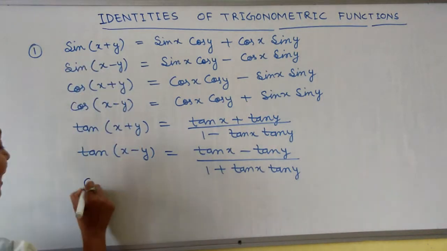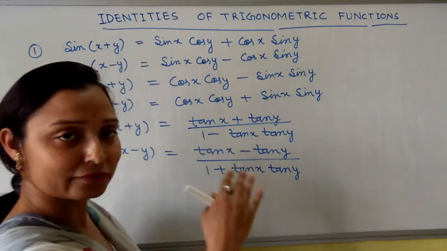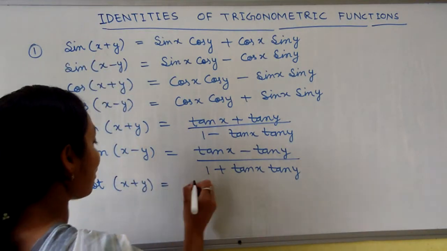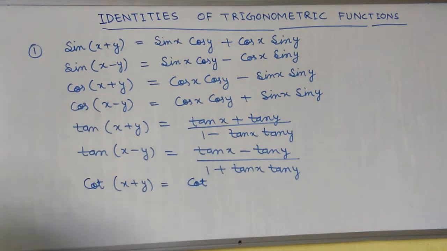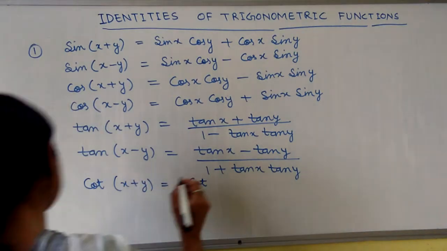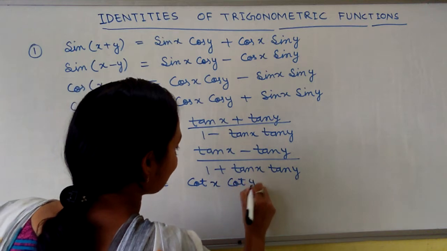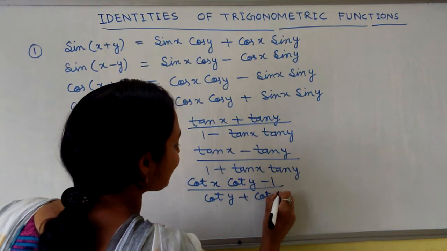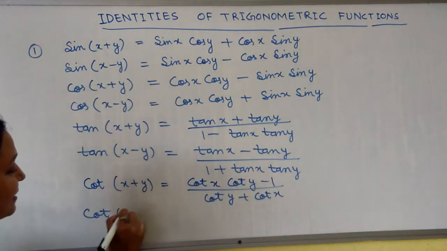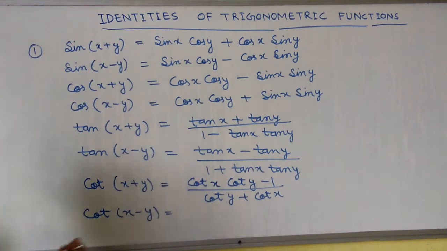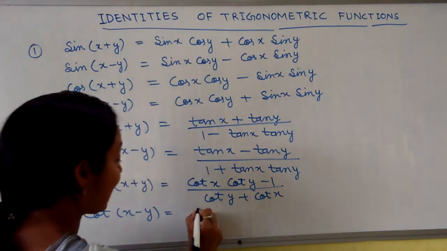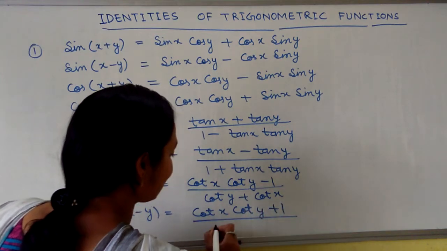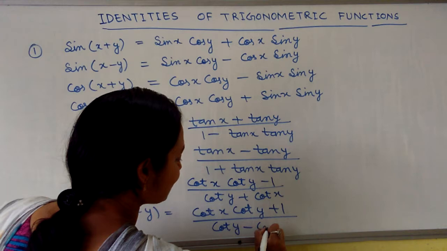So I will write that secant and cosecant do not have this type of identity, only cot(x plus y), that is cot x cot y minus 1 upon cot y plus cot x. Okay, cot(x minus y) has again one property, that is cot x cot y plus 1 divided by cot y minus cot x, right?